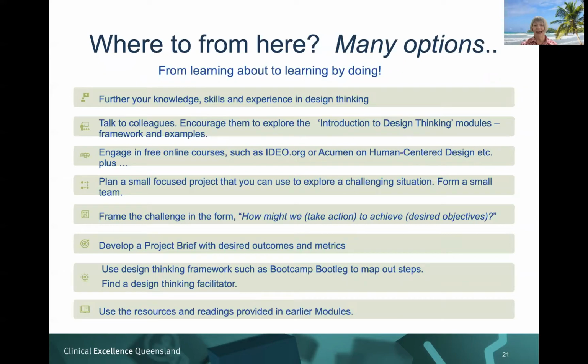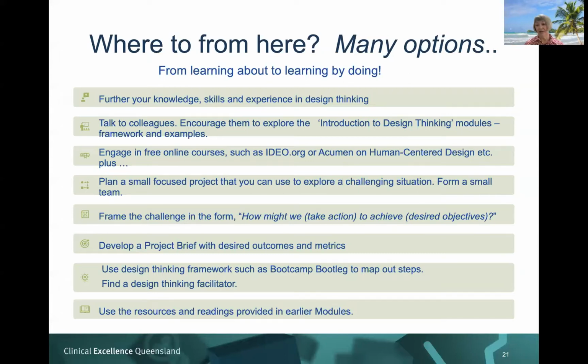So where do you go from here? Well, of course, there are many options. One is to learn more about design thinking. And of course, one way of doing that and to increase your knowledge and skills is certainly to immerse yourselves in the readings and the videos, perhaps encourage your colleagues to work through the Introduction to Design Thinking modules that we've developed for Clinical Excellence Queensland. That way you'll actually have some common terminologies, some common understandings, and that's quite a good base to go forward with.